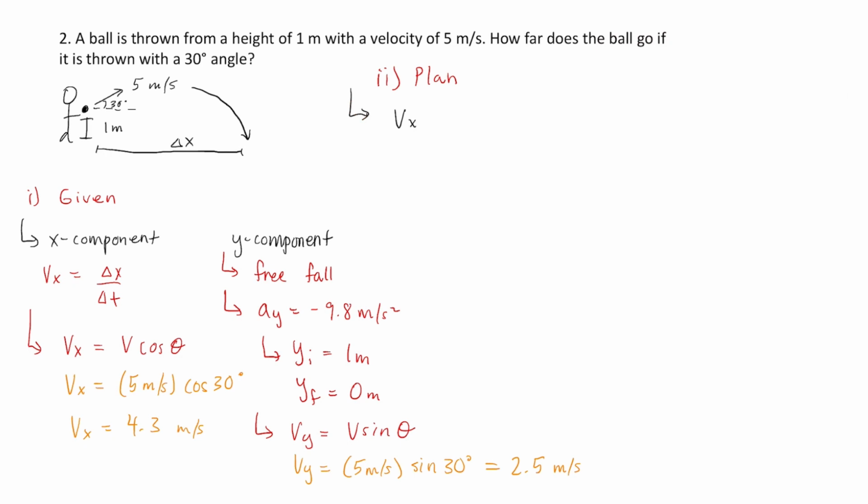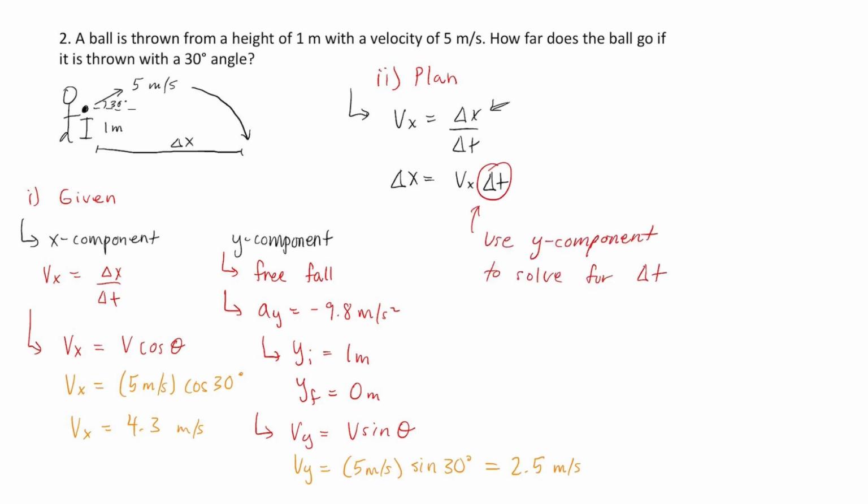Now that we know what was given, let's work on our plan. Now we know we are solving for delta x, which means we want to use our Vx is equal to delta x divided by delta t equation and rearrange for delta x. Looking at this equation, we are missing delta t, so we will use the y component to solve for delta t. Specifically, we will use this kinematic equation. And I chose this kinematic equation because we were not given any information about the ball's final velocity. And this is the only kinematic equation that does not include Vf.